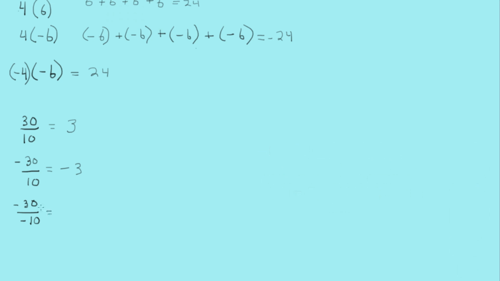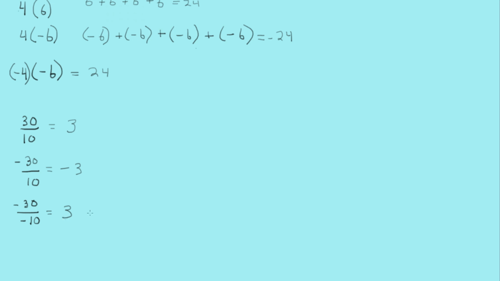Problem number 6 reads negative 30 divided by negative 10. And for problems like this, you can think about this the same way as you did the multiplication in number 3. A negative times a negative is going to be a positive, and the same thing right here. A negative divided by a negative is going to be a positive as well. This is going to be positive 3 as our answer.